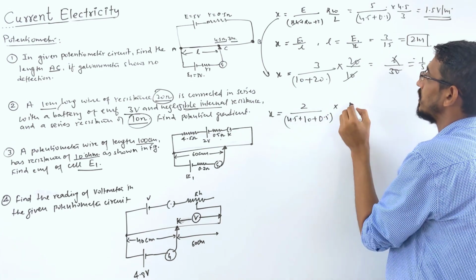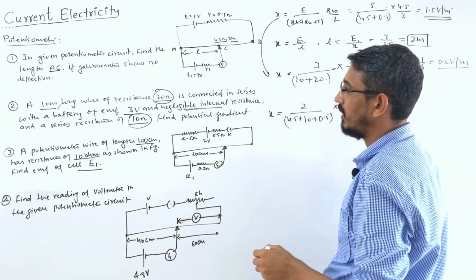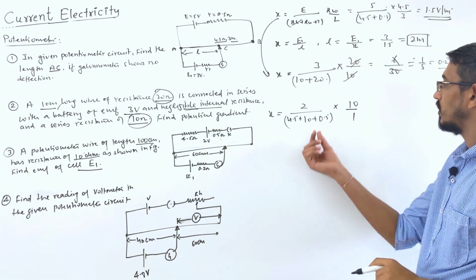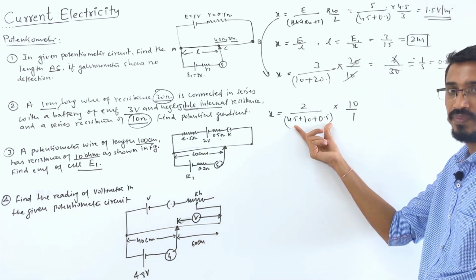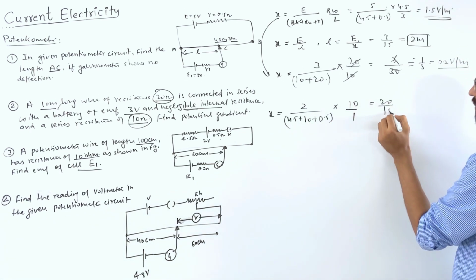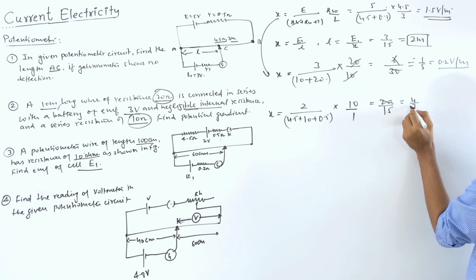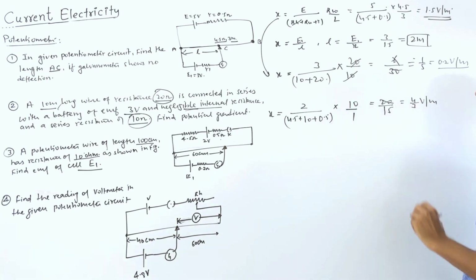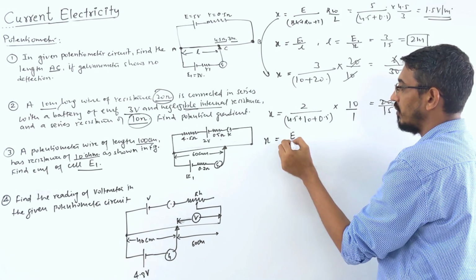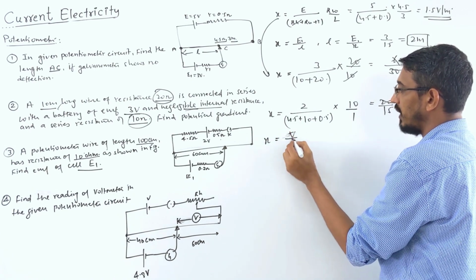Yes, resistance of the wire given 10 ohm and length of the wire is given 100 centimeter, means what? 1 meter. So this becomes 10 plus 5, yes, 15. So this becomes 2 by 15. You say what? 4 by 3 volt per meter. This is your potential gradient. Now potential gradient also equal to what? Whatever potential by balancing length.